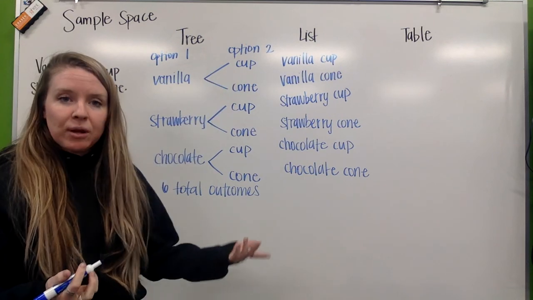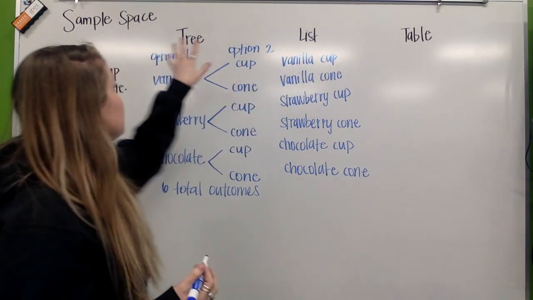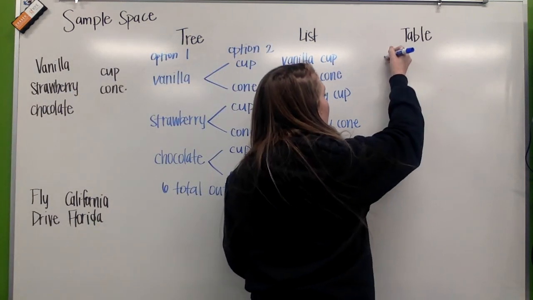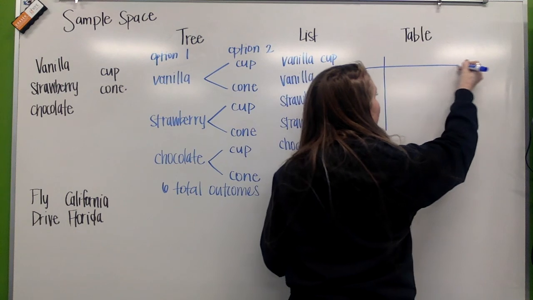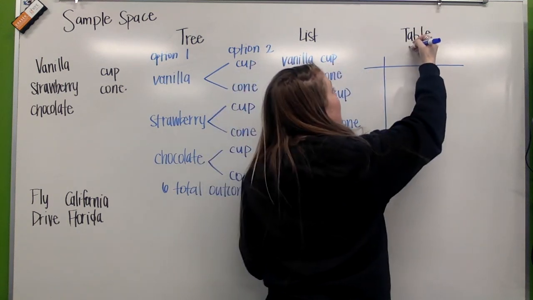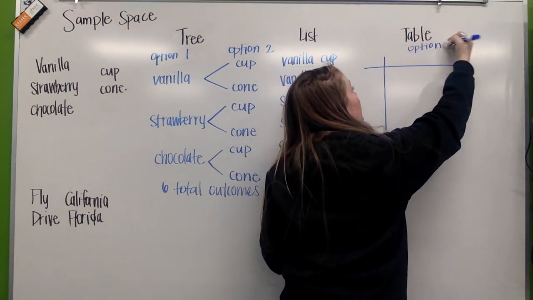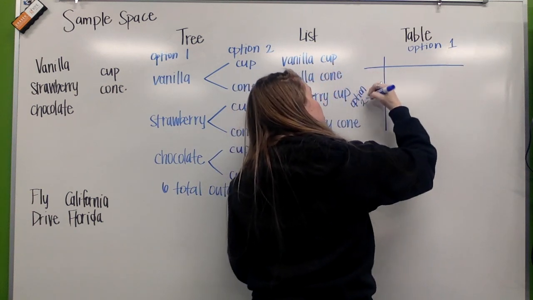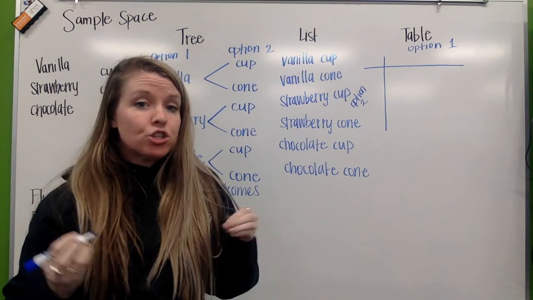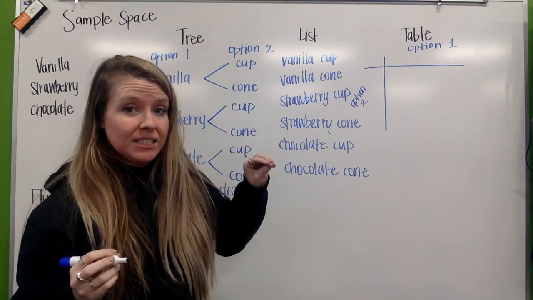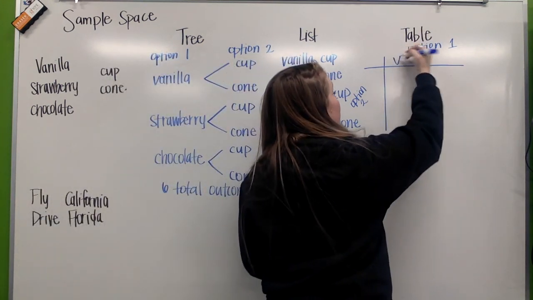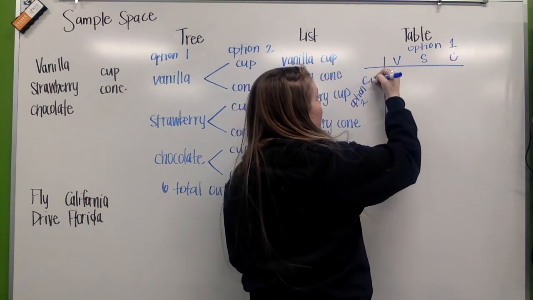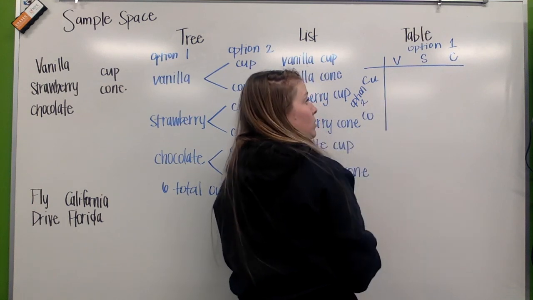And then we have the table option. It's similar to the idea of the tree where we're going to start with our options. I'm going to build a little table here like a multiplication table. And at the top, I'm going to list option 1. And down the side here, I'm going to list option 2. I'm going to do these shorthand. I'm going to abbreviate them just to fit inside the table here. So I'm going to have vanilla, strawberry, or chocolate. And then I'm going to have a cup or a cone.